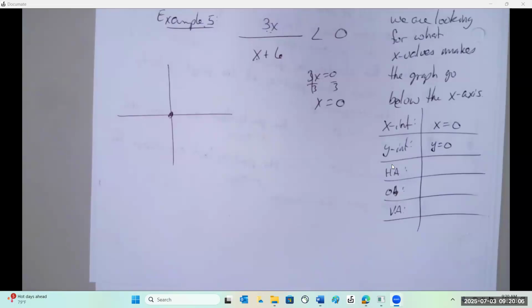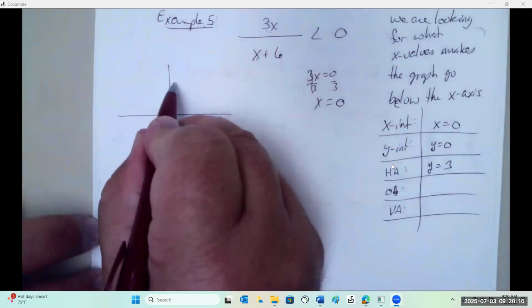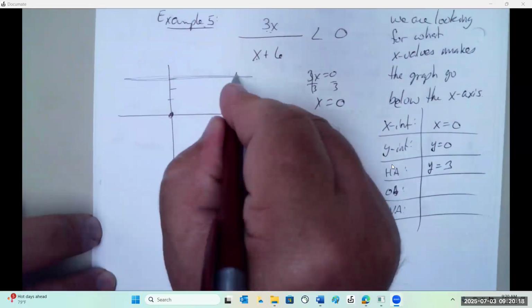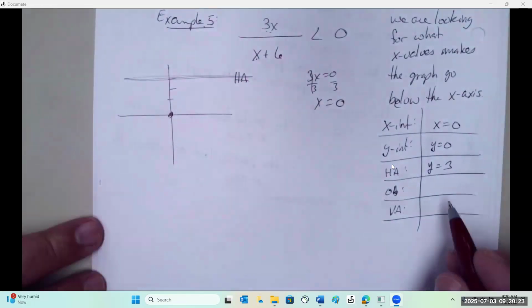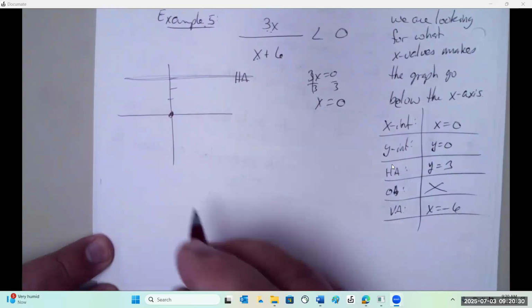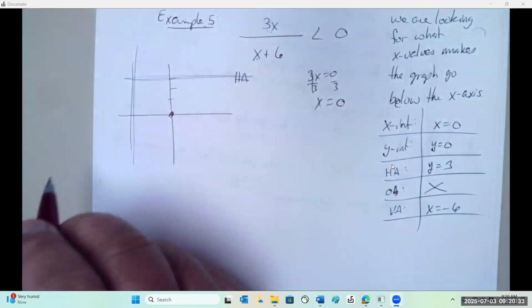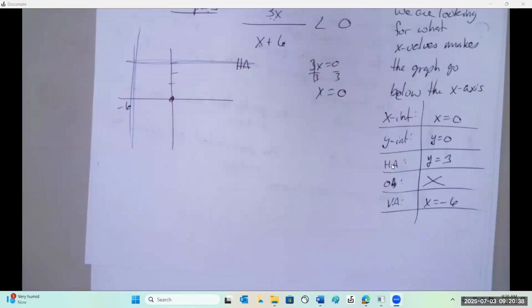You look at the degrees, top and bottom. They're both the same, so they cancel. So it's just 3/1. So the horizontal asymptote is the line y equals 3. That's the horizontal asymptote. What's the vertical asymptote? And we don't have an oblique asymptote. Vertical asymptote, set the bottom equal to 0. So it's x equals -6. Actually, I'm just going to pick up the pace, and that way I get right answers.